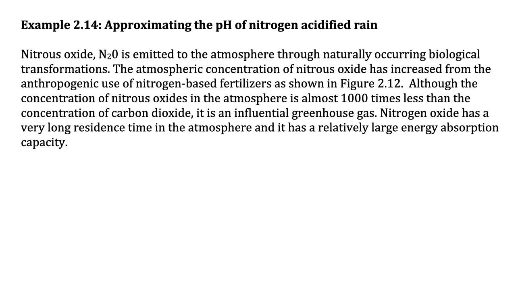Let's look now at an example outside the laboratory in the environment. In this case, we can look at nitrogen oxides in the environment. They're emitted through biological transformations and also through the use of nitrogen-based fertilizers and from some fossil fuel emissions. The concentration is much less than that of carbon dioxide, but it is an influential greenhouse gas, which we'll discuss more in Chapter 6. The nitrogen oxide also has a very long residence time in the atmosphere, and it absorbs a relatively large amount of energy.